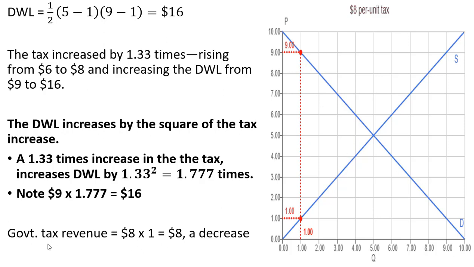And you'll notice something interesting here too, the government tax revenue actually fell. So as we keep increasing the tax, government revenue may increase, it may reach some maximum point, but then if you continue to increase the tax in the market, it's possible, as shown in this example, that government tax revenue will actually decline. One unit is being taxed at $8 per unit.